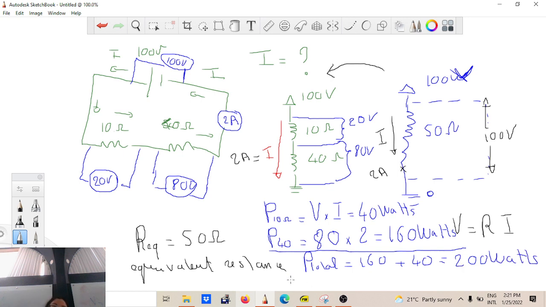Now, if I want to find the power produced by the power supply, it's going to be V times I. So 100 times 2 is 200 watts. That makes sense because whatever is produced has to be consumed. Energy is always conserved, right? It's never lost. It's always transformed.